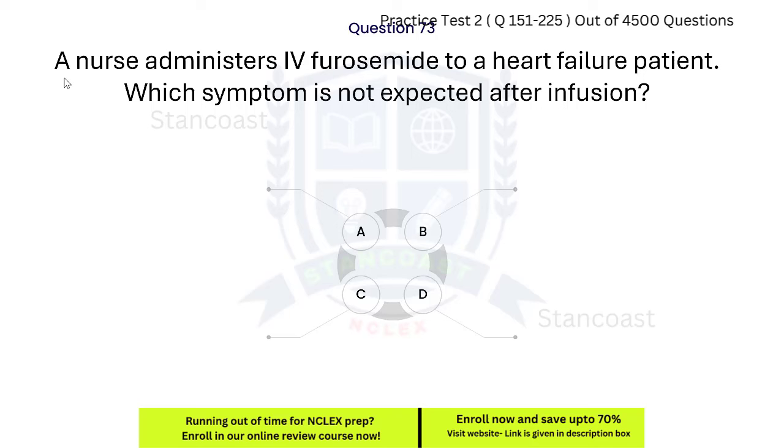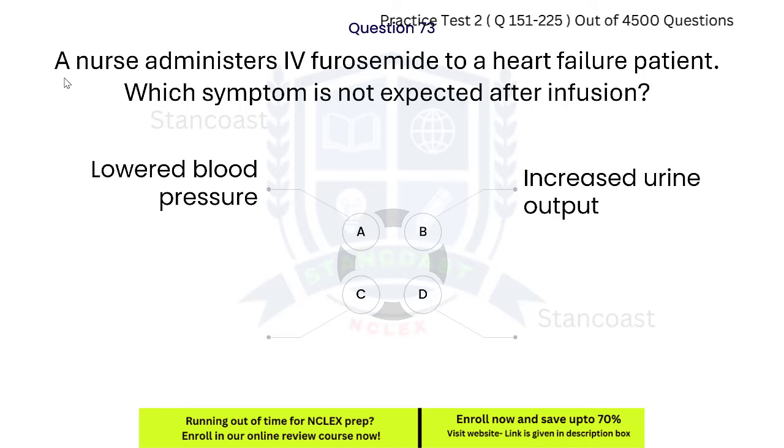Next question. A nurse administers intravenous furosemide to a heart failure patient. Which symptom is not expected after infusion? A. Lowered blood pressure. B. Increased urine output. C. Reduced edema. D. Decreased pain. Think about the primary effects of furosemide.